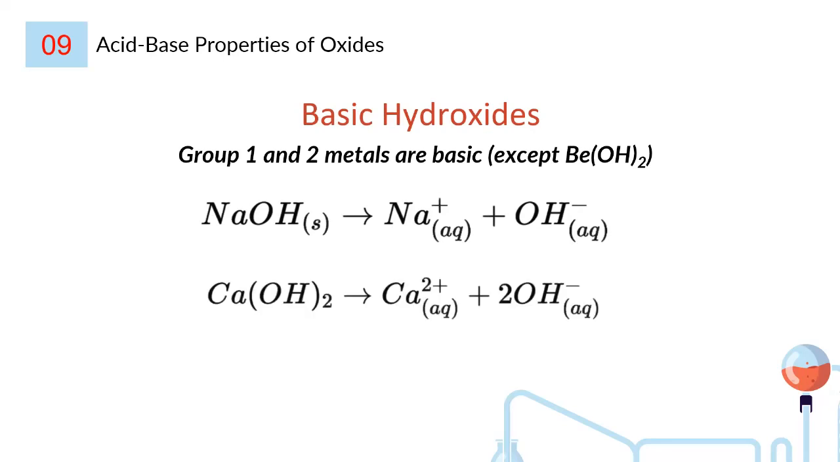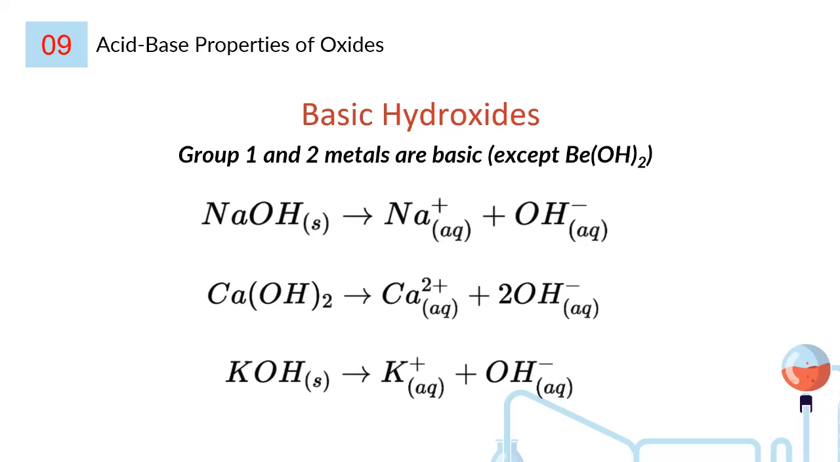Calcium hydroxide, which is also known as slaked lime, is a sparingly soluble base. When it dissolves in water, calcium hydroxide dissociates into calcium ions and hydroxide ions. Potassium hydroxide is another strong base that is commonly used in industrial and laboratory settings. And similarly, when dissolved in water, it dissociates into potassium ions and hydroxide ions.